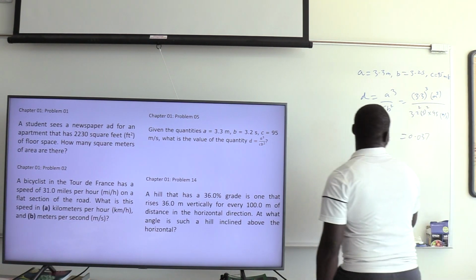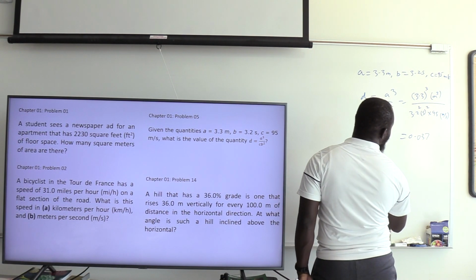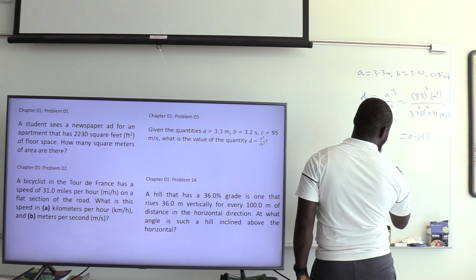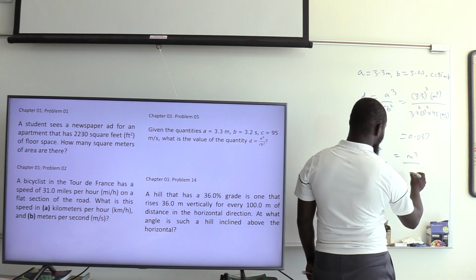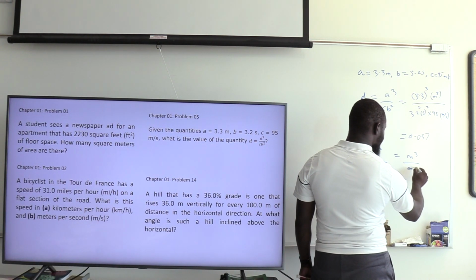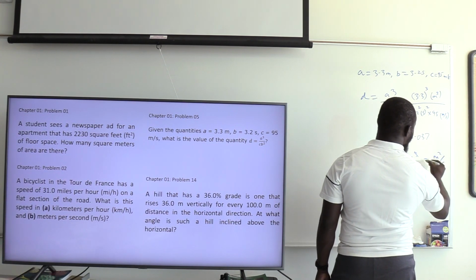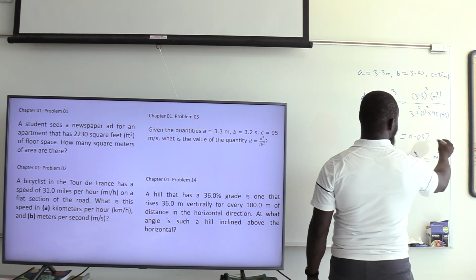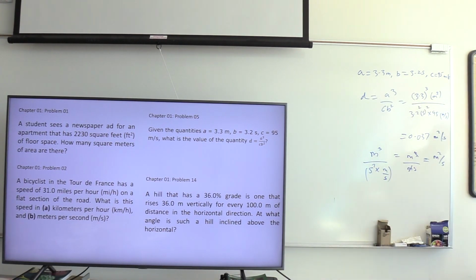So let's do the units. It's meter cubed divided by seconds squared times meters per second. So the seconds here, we cancel the seconds. It's meter cubed divided by meters seconds. So meters cancel one of the meters, becomes meters squared per second. So the unit is meters squared per second. I hope that is clear.